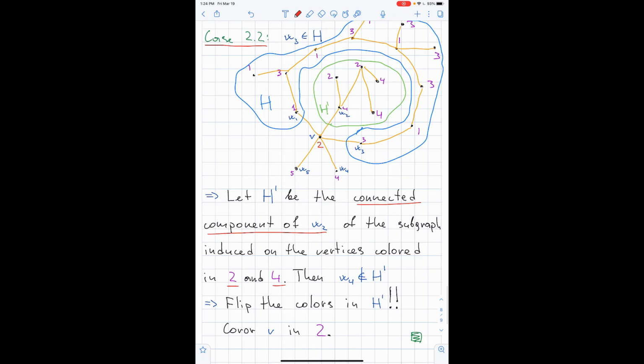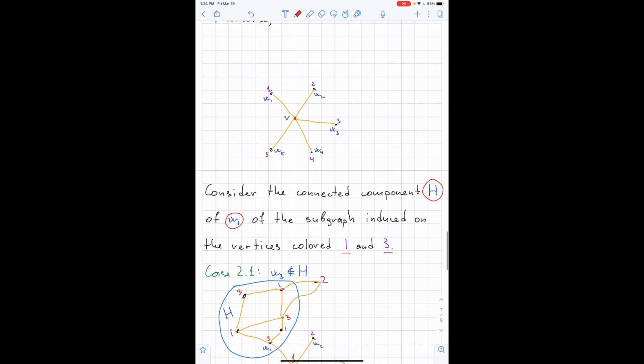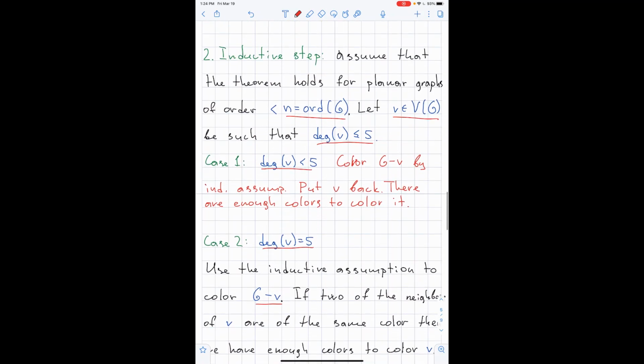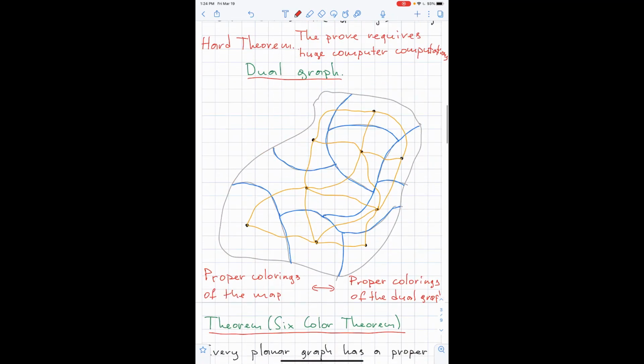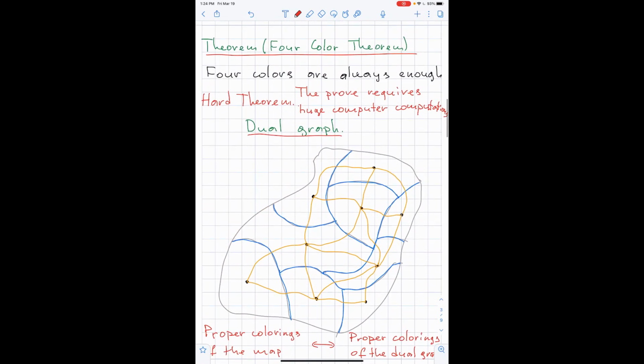So once again, we were able to prove that 5 colors are always enough to properly color any planar graph. However, there is also this fancy hard theorem that actually says that 4 colors are enough, but we didn't prove it today because that is a hard theorem requiring a lot of computer computations, in fact.